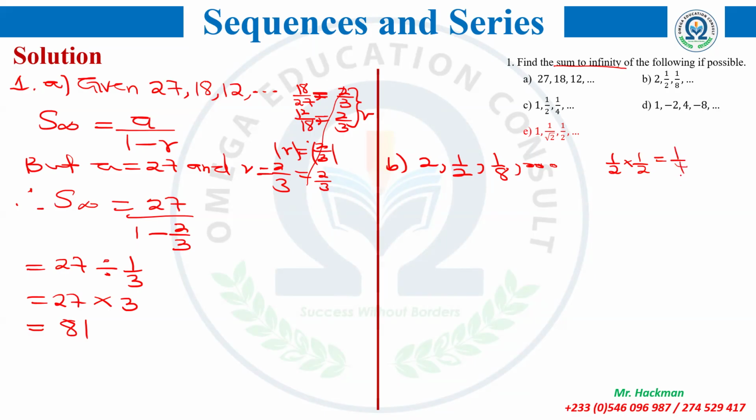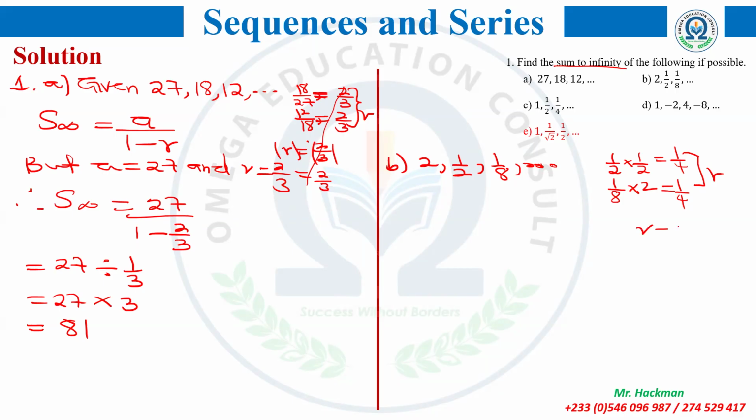Do you agree? Then we get 1 over 8 divided by 1 over 2, so it will be times 2, which also gives us 1 over 4. All correct. So you can see that the ratio is the same, so we have a common ratio R. Now we know our R. That's your rough work, you can cancel it. Now let me find out whether the sum to infinity will exist.